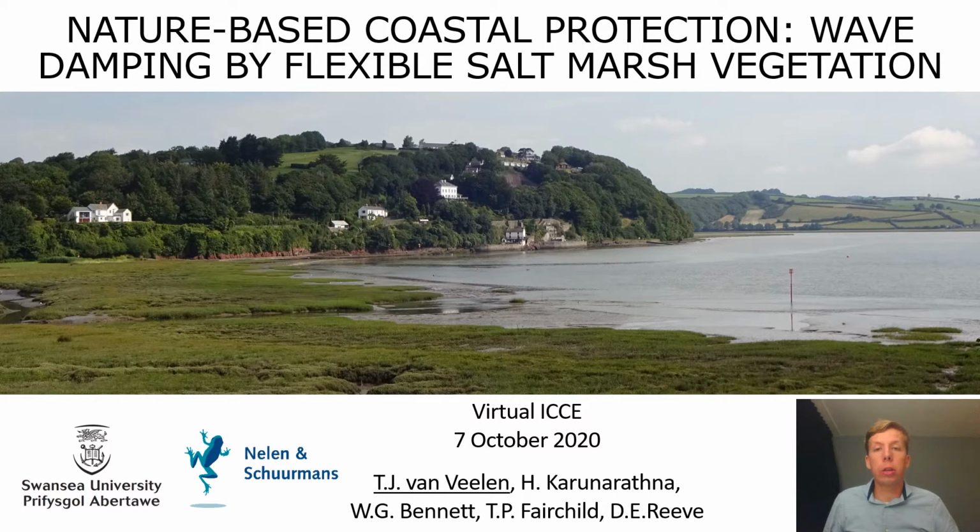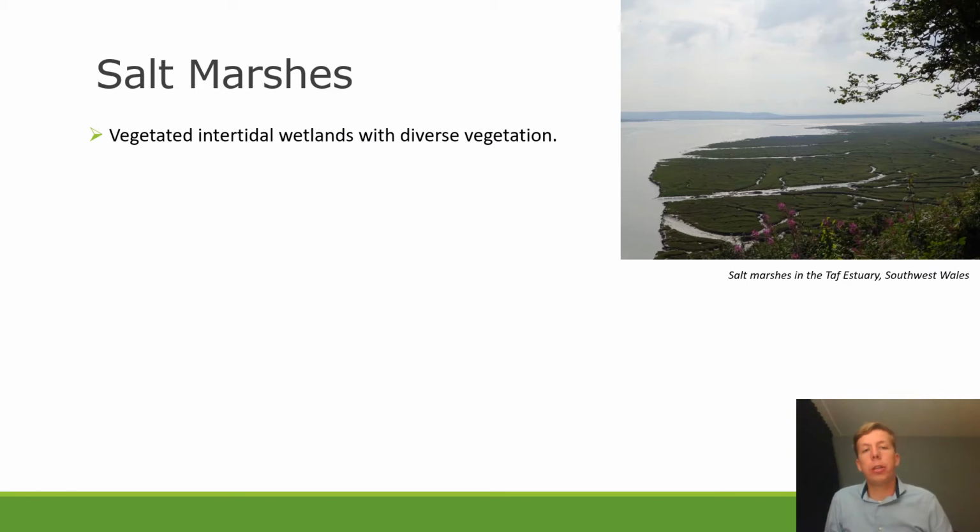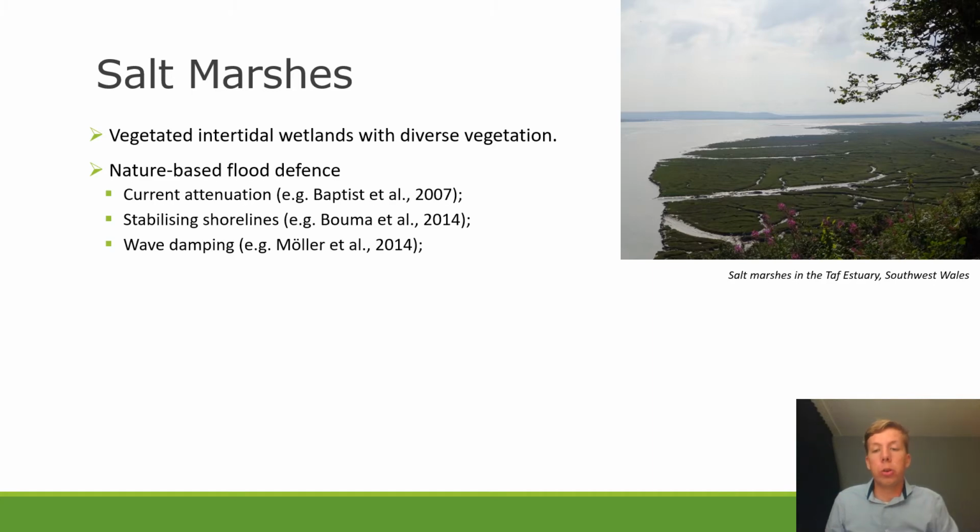And today I would like to share my research about nature-based coastal protection by salt marshes, and in particular those with flexible vegetation. So salt marshes are vegetated intertidal wetlands with very diverse vegetation, ranging from very rigid shrubs to very flexible grasses. And they're of course most appreciated within the coastal engineering community for their function as a nature-based flood defense. They attenuate currents, they stabilize shorelines with their roots, and perhaps most importantly, they also damp incoming waves.